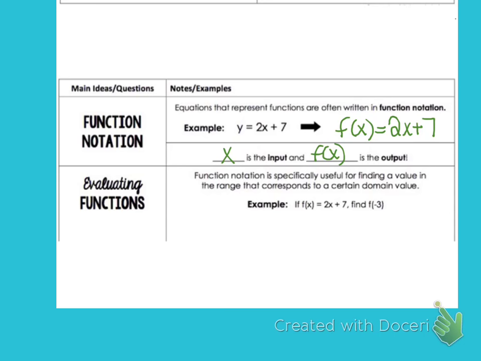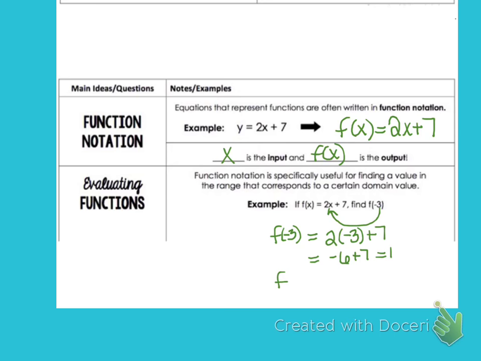So, for example, if f of x is equal to 2x plus 7, and we ask you to find f of negative 3, that is shorthand notation for saying substitute in negative 3 for x into that relation and find the value. So f of negative 3 says substitute in negative 3 in place of x and find the value. So if we did that in this case, that would be 2 times negative 3, which is negative 6 plus 7, which equals 1.